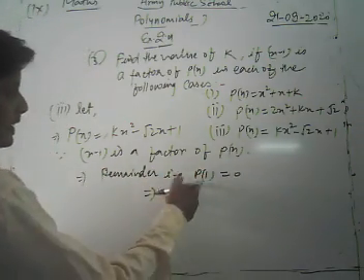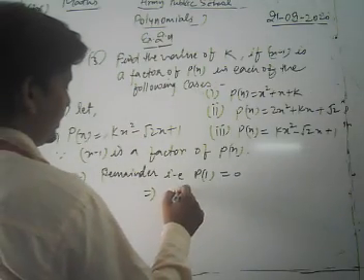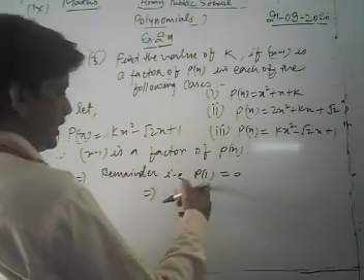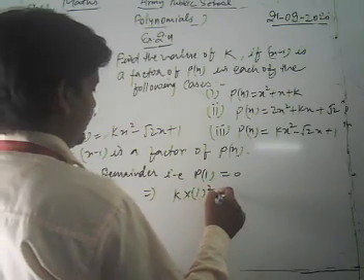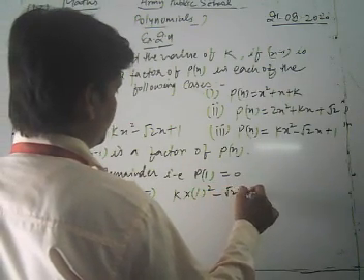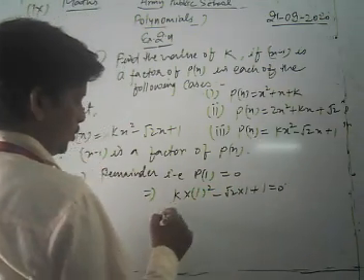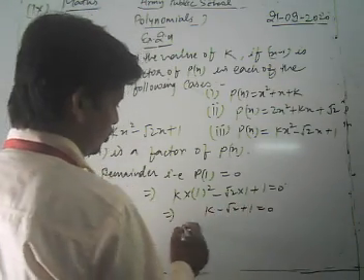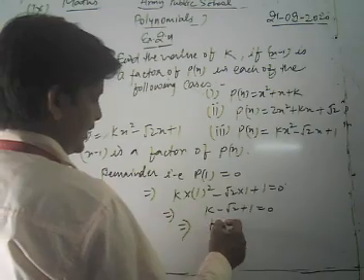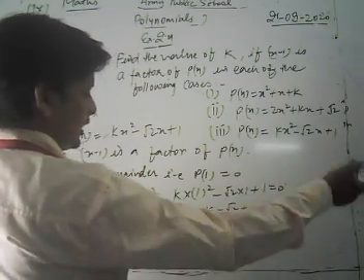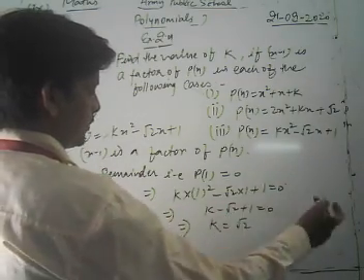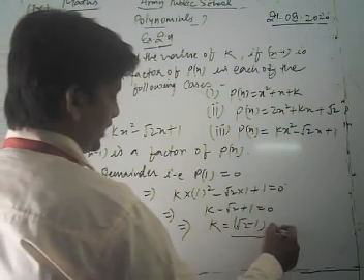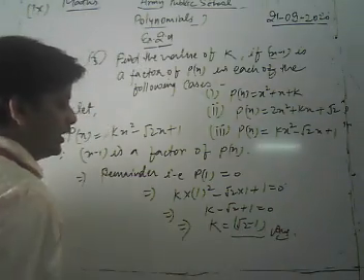Now we apply that condition to this polynomial. We replace x by 1. So we get k into 1 square minus under root 2 into 1 plus 1 is equal to 0. Now we get k minus under root 2 plus 1 is equal to 0. Thus the value of k is under root 2 minus 1, transferring the terms to the other side. This is our required answer.